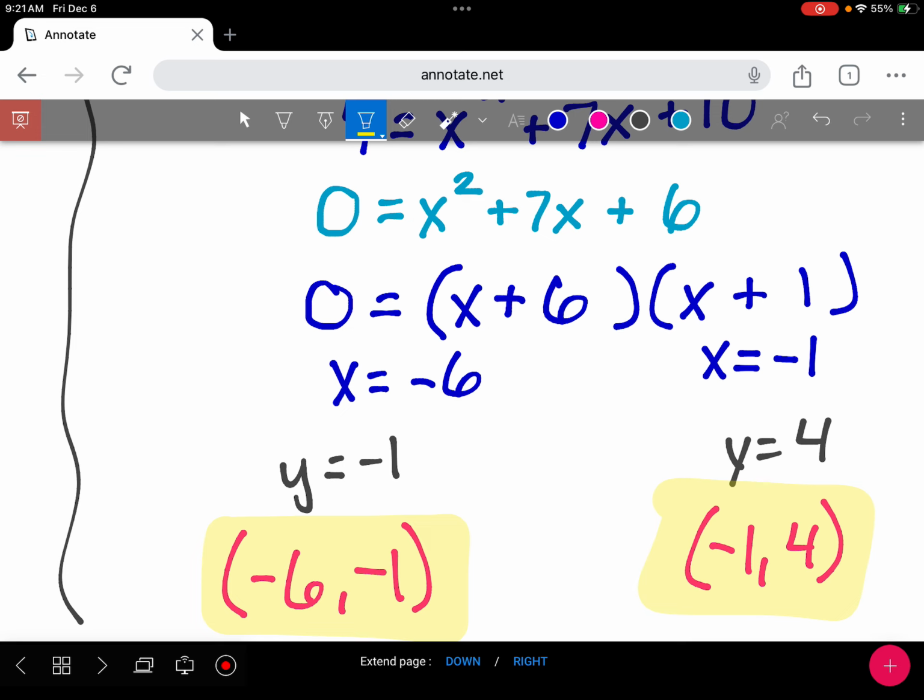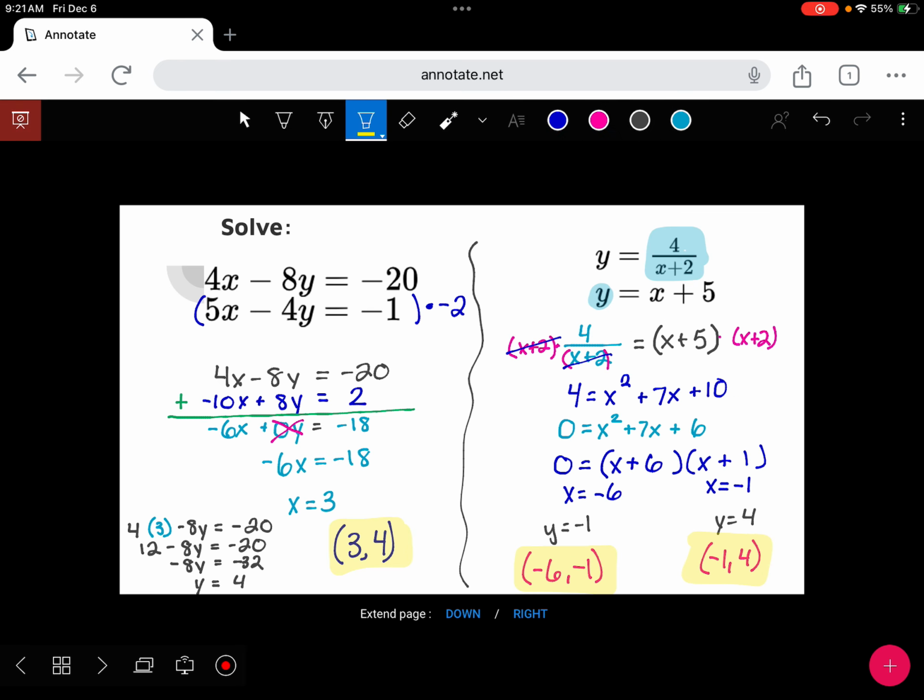Questions on solving them algebraically? Because that is the most complicated kind of system we're going to see, when they either are quadratics or have quadratics in them. Couple other things we need to remember from Algebra 2.